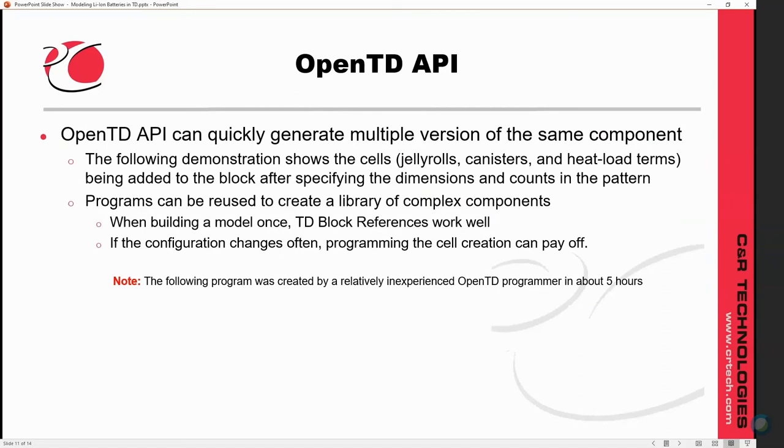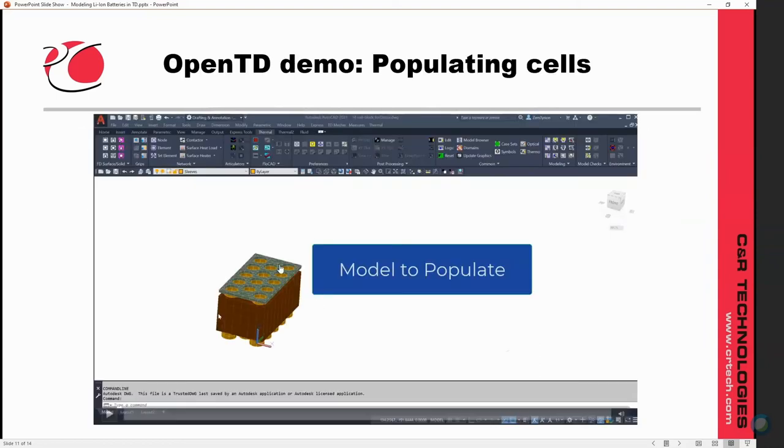And so when building a model once, TD block references work well, and then you can update that TD block reference. But if that configuration is going to change often and you need to reposition all of those objects, then certainly programming the cell creation can pay off. So I do want to make a note here that the program that I'm going to show a demonstration of was created by a relatively inexperienced OpenTD programmer in about 5 hours. And the way he classified it was, 3 months ago, he was watching C# for beginners.